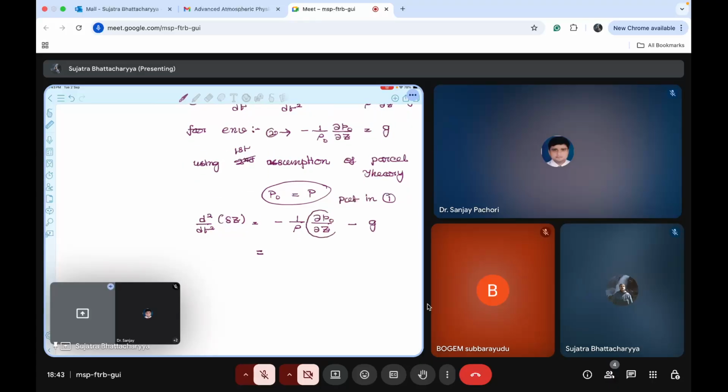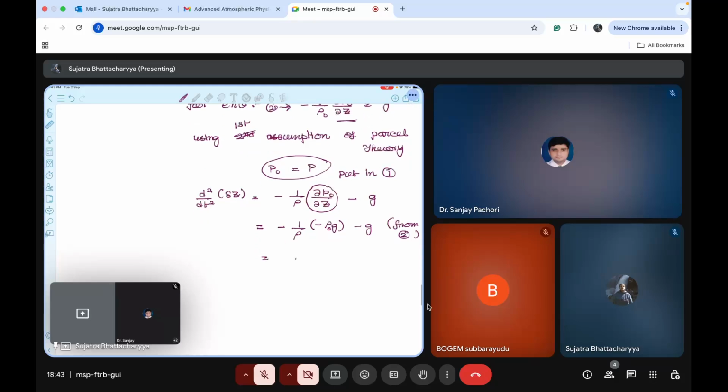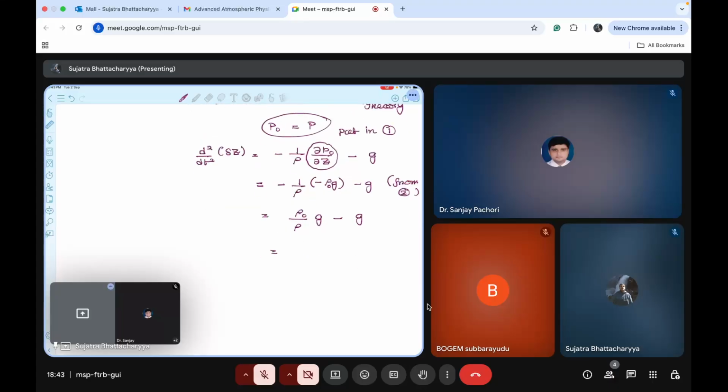Delta p naught by delta z can be written as minus rho naught g minus g. This is from the second equation, the hydrostatic approximation. We can write this as rho naught by rho g minus g. So it will be rho naught minus rho divided by rho times g.